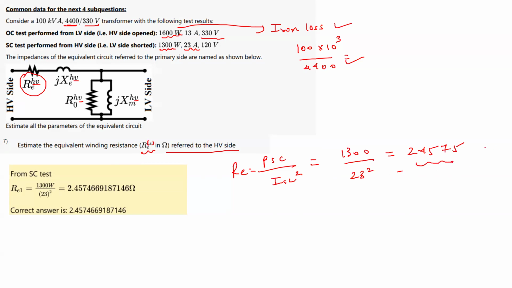You do not need to transfer it again to the low voltage side. If they would have asked you to refer to the low voltage side, then whatever value you calculate, you have to multiply by the proper transformation ratio so that you transfer it to the low voltage side. But because this is on the high voltage side itself, you can directly write this.